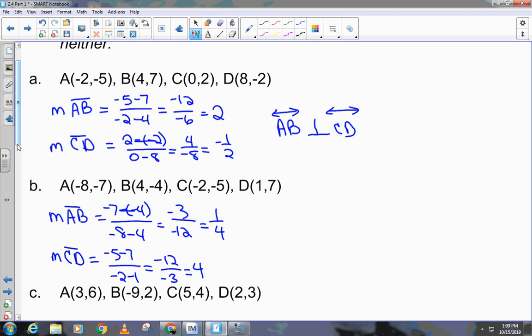They intersect. That's it, right? If this one's a neither. Now they're reciprocals. Why are they not perpendicular? They're not opposites, right? Okay, these are reciprocals, but they're not opposites. So this one would just be neither. They intersect, but just not in any way special.